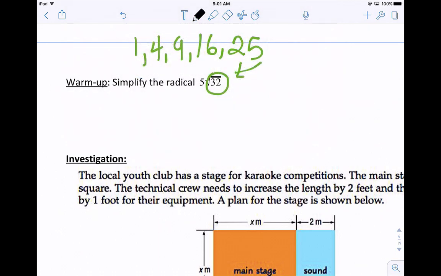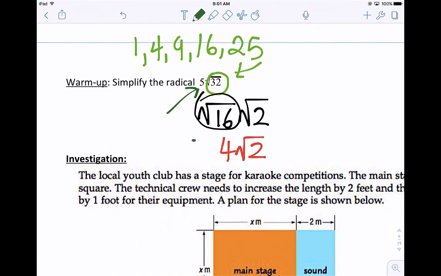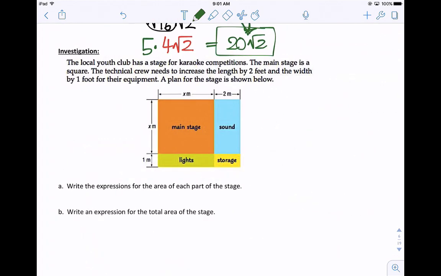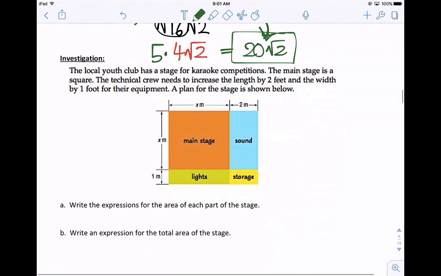So we're going to break that up into the square root of 16 times the square root of 2, which is 32. And then we can take the square root of 16, which we know is 4. So that's 4 square root of 2. But remember, we have that 5 hanging out right here. So we'll do 5 times 4 square root of 2, which will be 20 square root of 2. So these two are equivalent right here. One is simplified. Today our goal is we're going to be multiplying binomials and also trinomials as well.